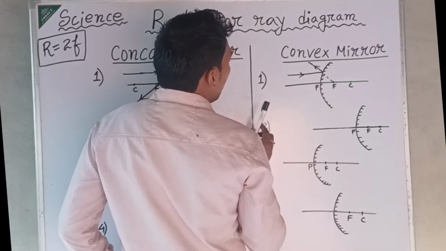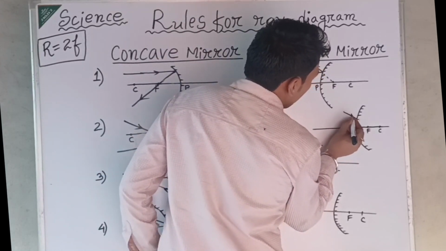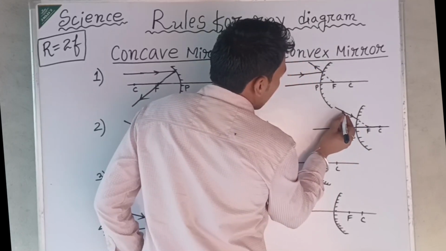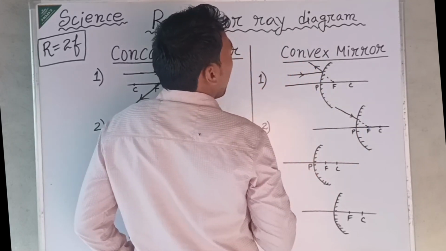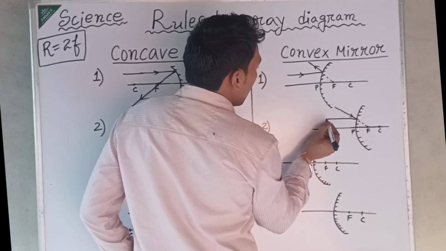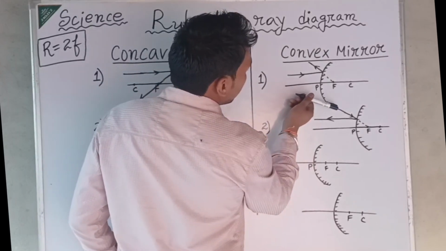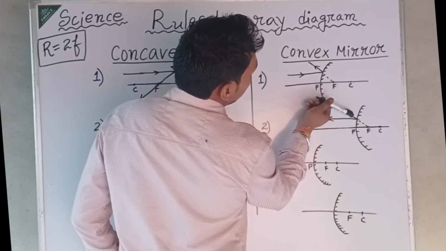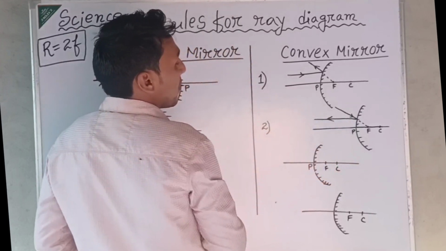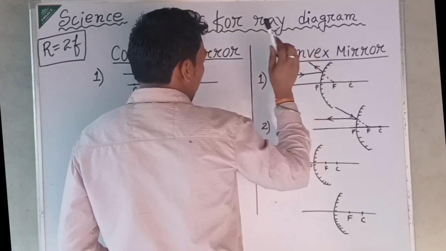Now in rule number 2, we have: when a ray is directed towards the focus, this ray will get reflected, but it will reflect parallel to the principal axis. When a ray is directed towards the focus, this ray gets reflected from this polished part, but it will return parallel to the principal axis. This is rule number 2 of the convex mirror.